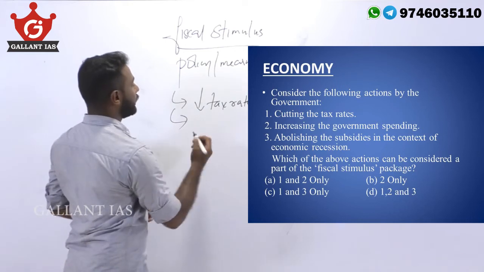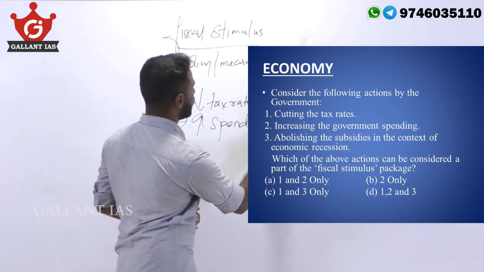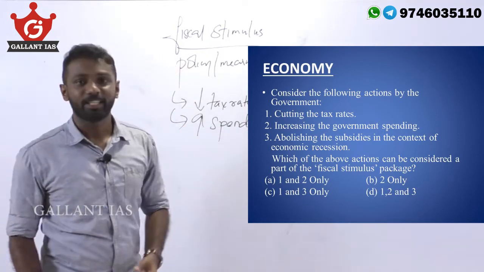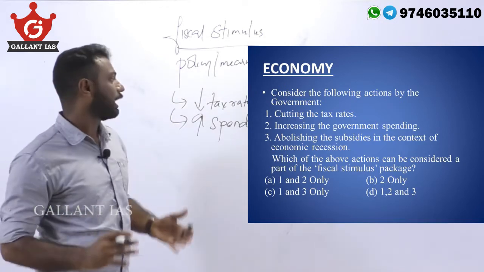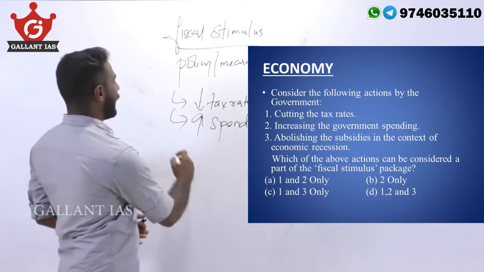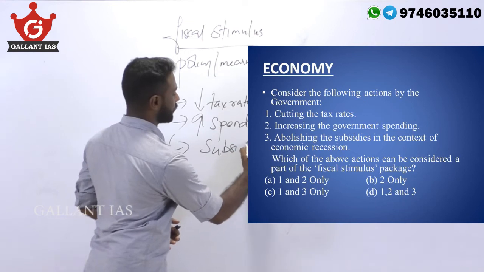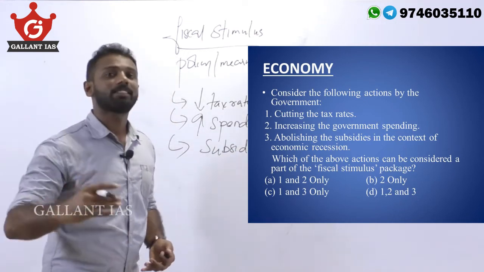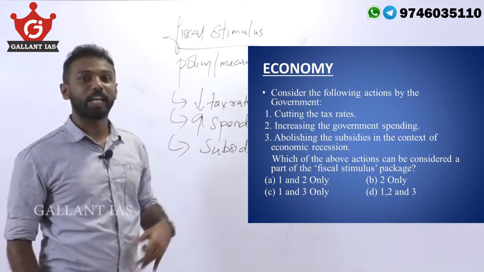And again, increasing the government spending. Through increased government spending, the money flow increases and the purchasing power of the people also further increases. And because of that, again, our economic activity gets encouraged. And again, providing subsidies. All these measures increase the money supply among the people, which could accelerate our economic growth.